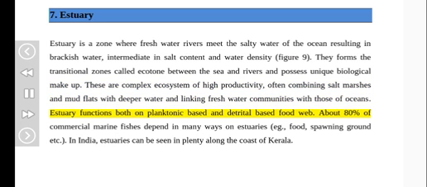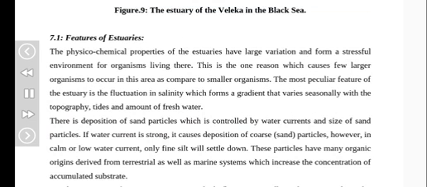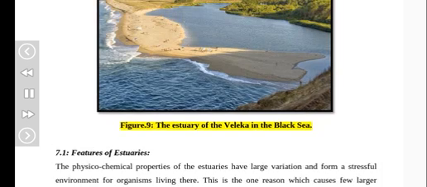Estuary functions both on planktonic-based and detrital-based food web. About 80% of commercial marine fishes depend in many ways on estuaries, for example for food and spawning ground. In India, estuaries can be seen in plenty along the coast of Kerala. Figure 1.9: The estuary of the Balaklava in the Black Sea.